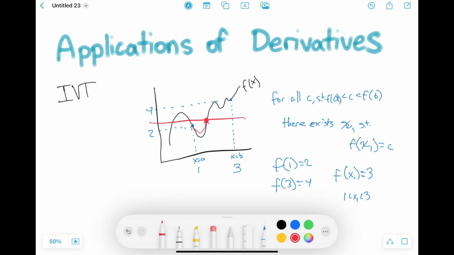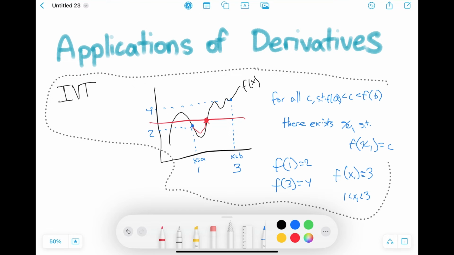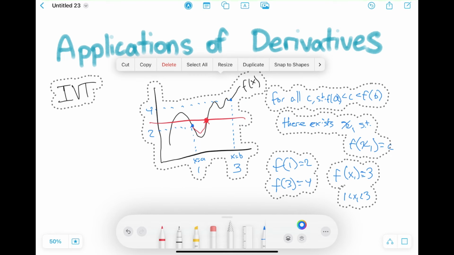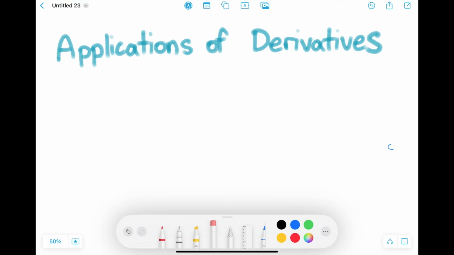So I think that's honestly about it. There's not really an additional example I need to provide. That's the idea behind IVT, the intermediate value theorem.